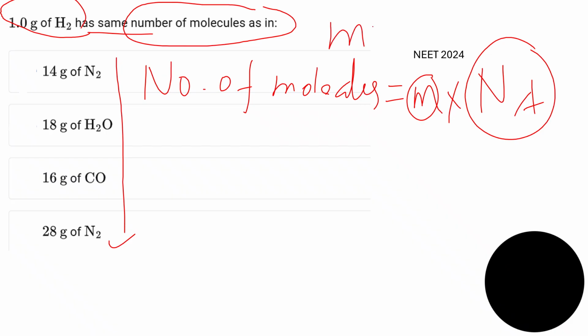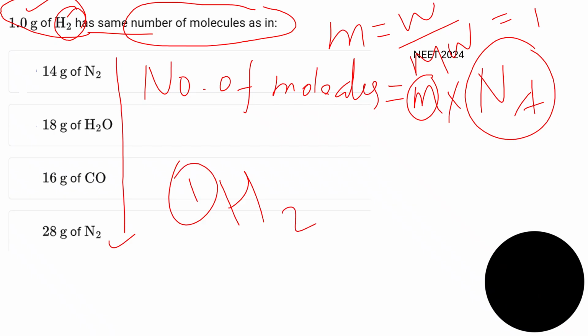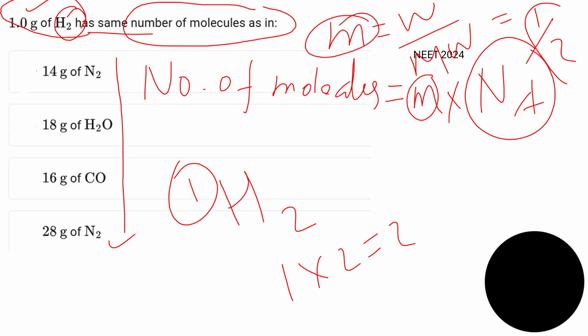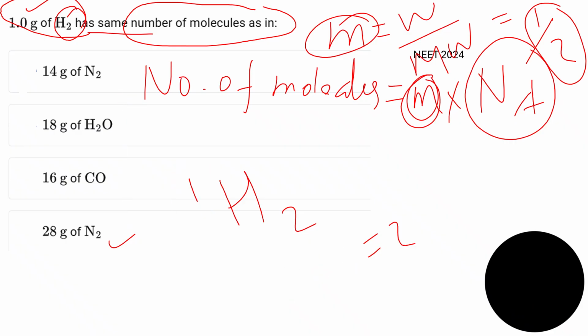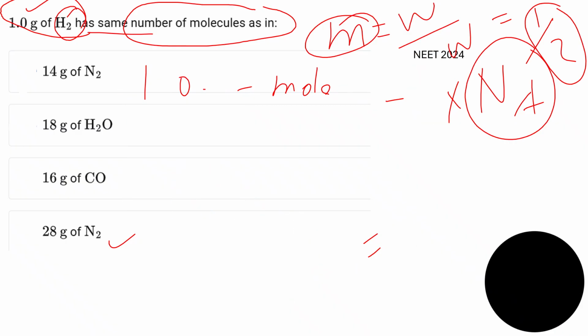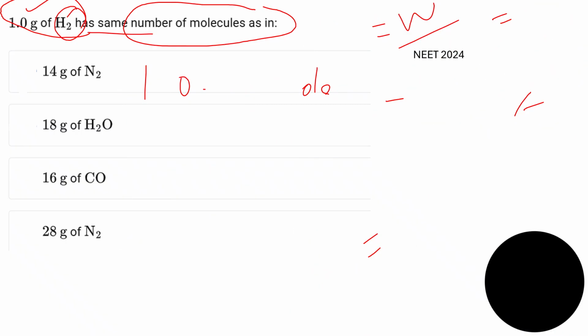Mole is nothing but weight divided by molecular weight. Weight is 1 gram. Molecular weight of H2: for 1 hydrogen the mass is 1, for 2 hydrogens the mass is 1 into 2, which is 2. Then 1 by 2. The number of moles is nothing but 1/2. So in finalized form, how can we write this? Just a minute. Because the space is limited here, I'm erasing every time.